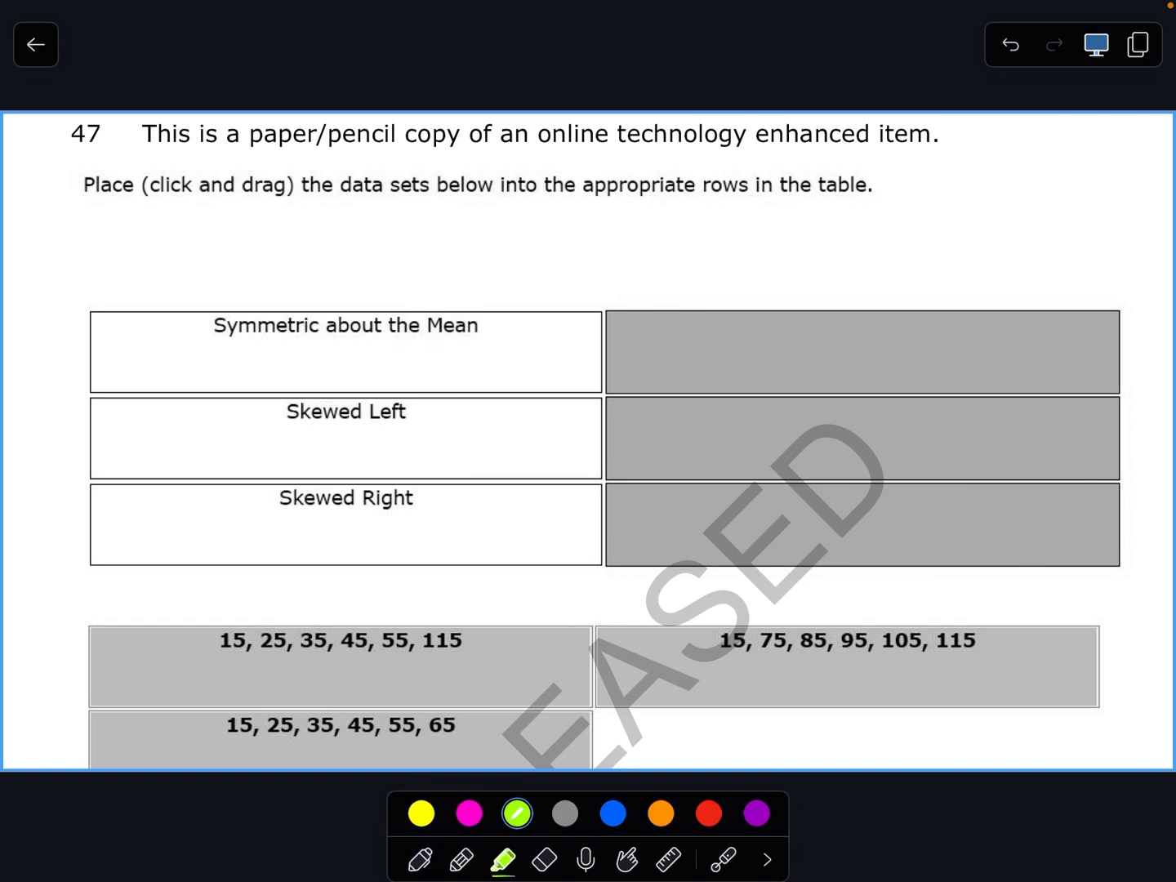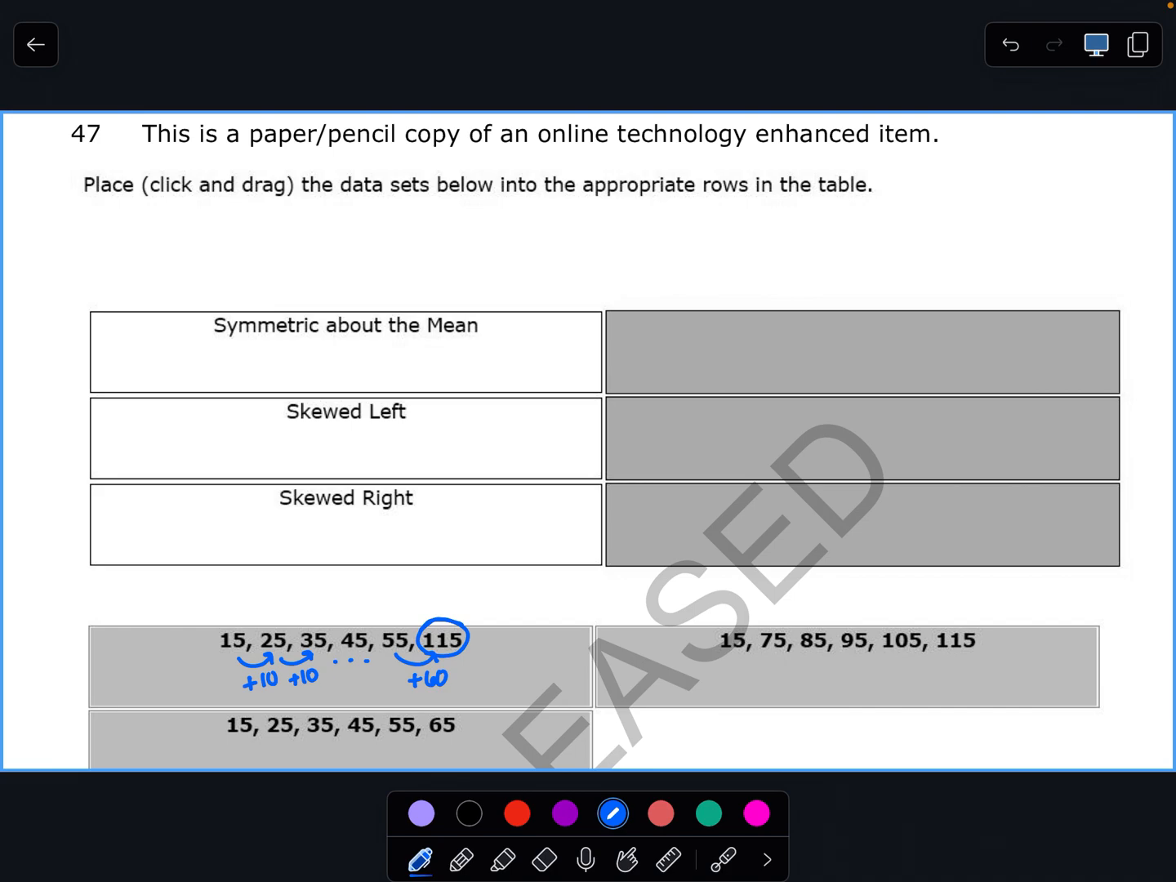So we have 15, 25, 35, 45, 55. Each of those numbers is increasing by 10. We have this pattern, plus 10, plus 10, plus 10, until we get from 55 to 115, and notice it is increasing 60. So this number definitely stands out to me as an oddball, and it's on the upper end of the data. Higher numbers are going to be to the right, so this higher number will skew the data to the right. So this is going to go skewed right.